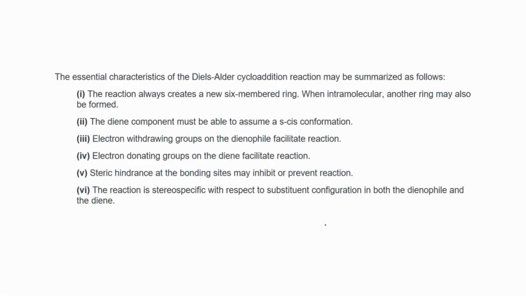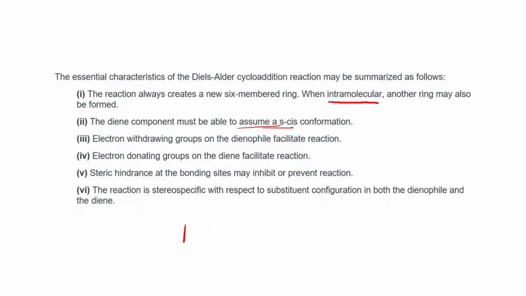So essentially, the characteristics of the Diels-Alder cycloaddition reaction can be summarized with these 6 items. The reaction will always create a new 6-membered ring. It can happen intramolecularly, so within the same molecule, but it will always form a new ring. The diene must be able to assume that S-cis conformation. If it is locked in an S-cis conformation, then it will react faster.